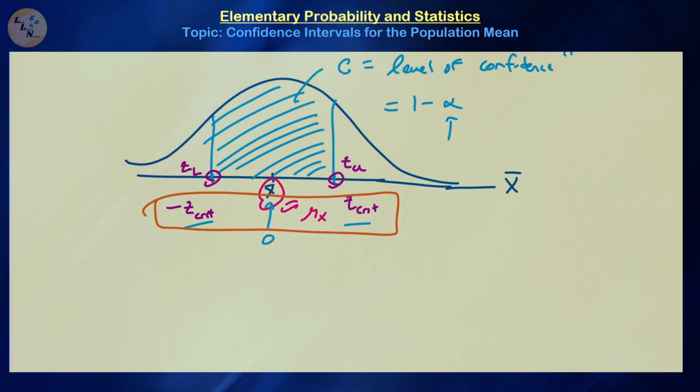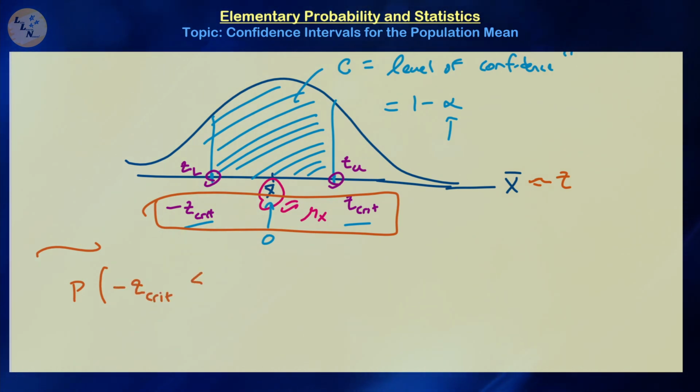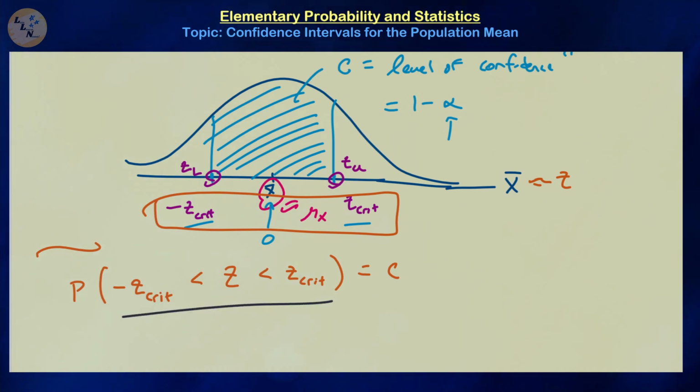Let's give that a quick write down. The probability that Z, because this x bar is associated to a Z distribution, falls between these two numbers, negative z crit and positive z crit, with respect to the standard normal distribution, is equal to C. An equivalent way of writing this probability statement, since we're on equal sides, is the probability that the absolute value of Z is less than the positive Z critical value.